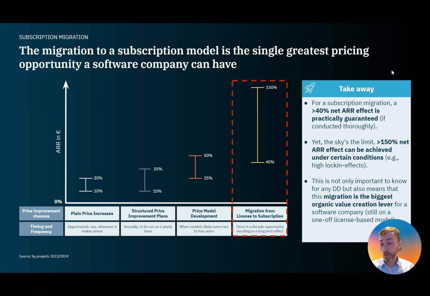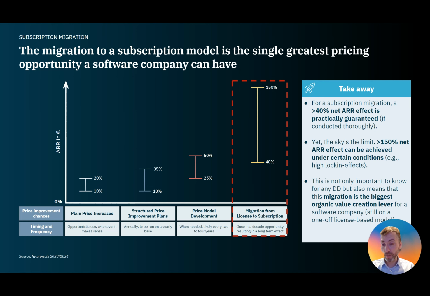When we are doing pricing projects for software companies, we often have four things that we do. The first thing on the left-hand side is that we just do plain price increases. It sounds boring, but very often there's a lot of potential of increasing prices 10 to 20%. And if nothing bad happens, the ARR increases in the same way.